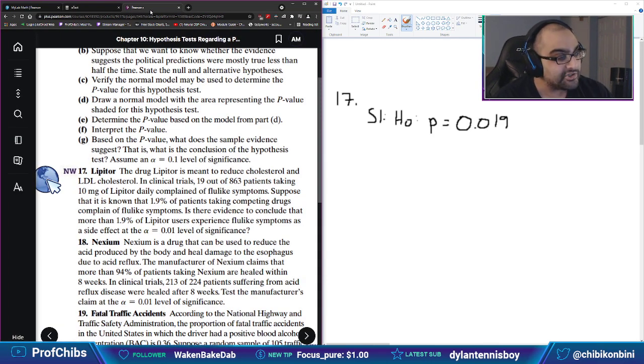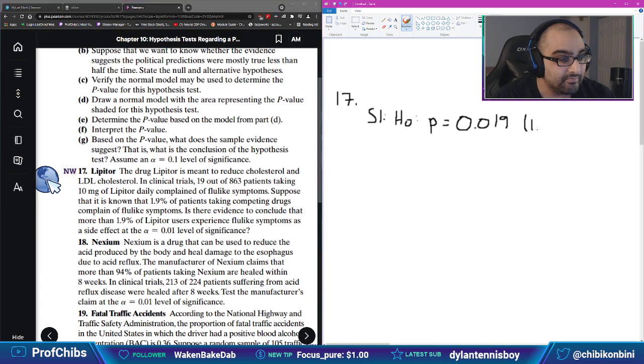But yes, it's not the first number that you're going to see here in the problem. It's basically going to be, again, what proportion represents, and that represents a percentage here. Again, 0.019, which is 1.9%.